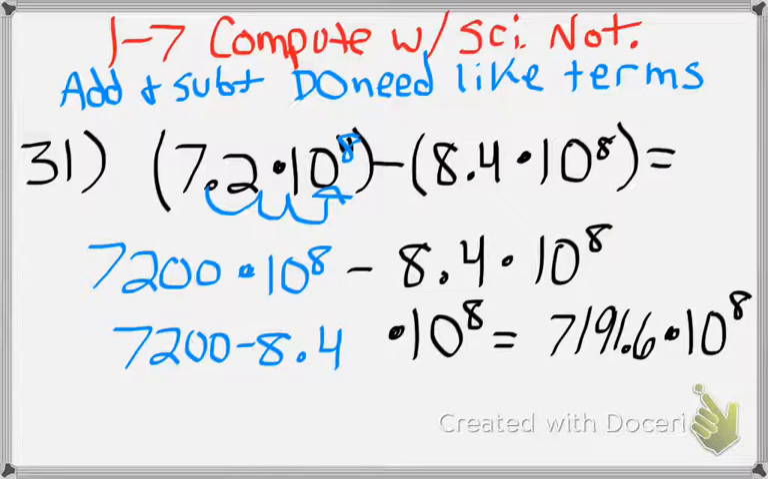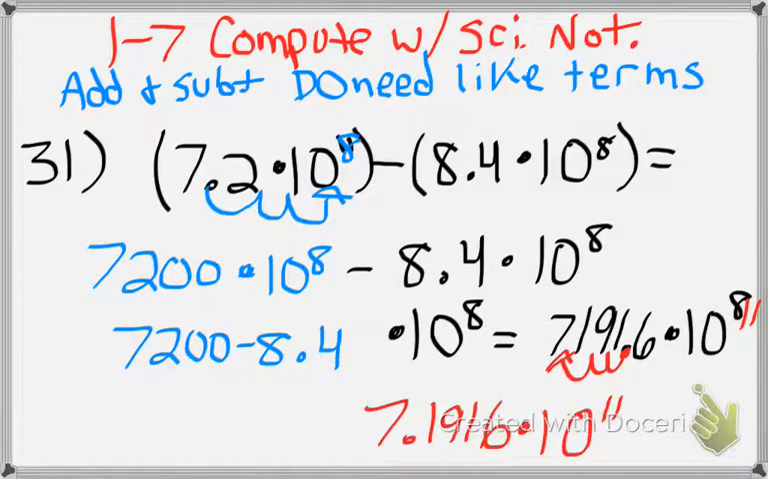Now, again, that is your answer, but it's not in proper scientific notation form. So we're going to have to take this decimal and move it over 1, 2, 3 times to the left. So it means we just made our number smaller by 3 spaces. So 7.1916. I said 3 spaces, so that means our exponent needs to get bigger by 3. So times 10 to the 11th power. And that is our final answer to this question in proper scientific notation form.